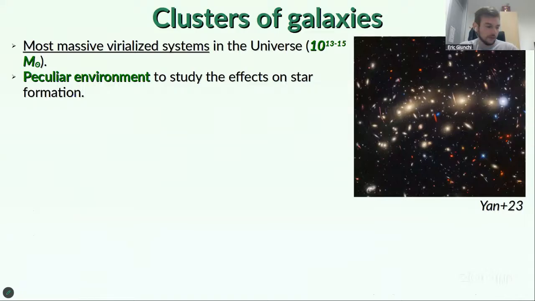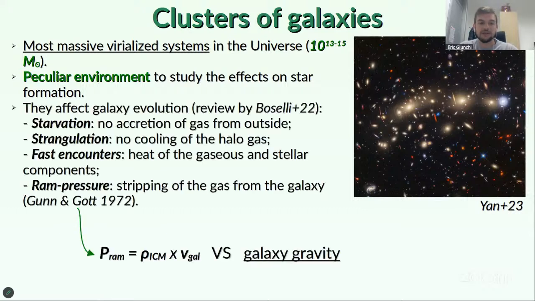The second ingredient of the work are the clusters, so the galaxies in clusters, and so the clusters of galaxies more in general. So we know that they are the most massive virialized systems in the universe, 10^13 to 10^15 solar masses, and they are very peculiar environments in which we can study the effects on star formation, because all of the galaxies that live in clusters can undergo many different processes that can really help in quenching their star formation. So, for example, starvation, that is essentially the phenomenon according to which the galaxy cannot accrete cold gas anymore from abroad because the intracluster medium in clusters is very hot and very dense.